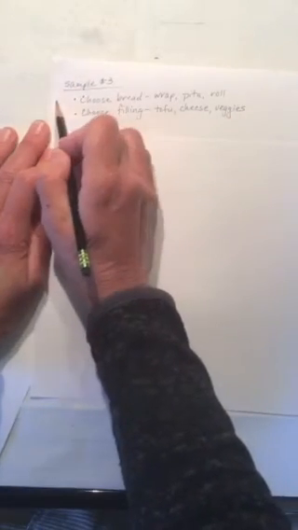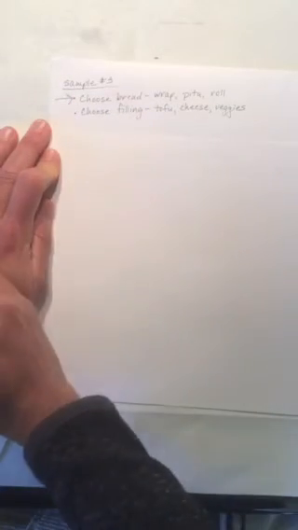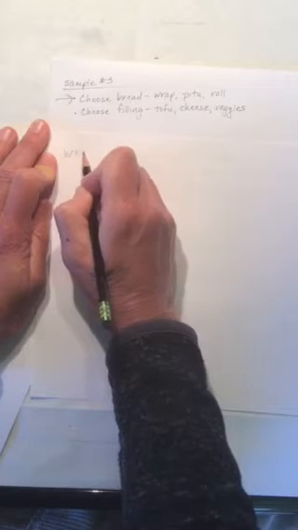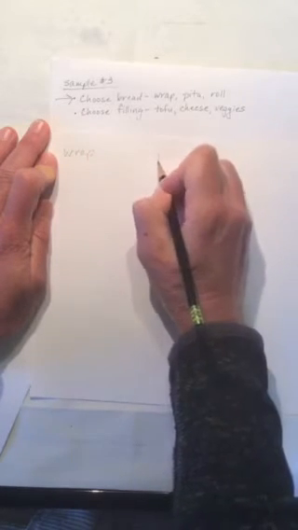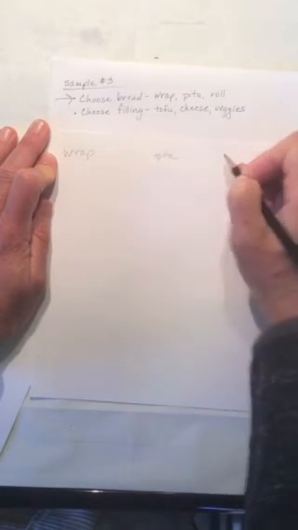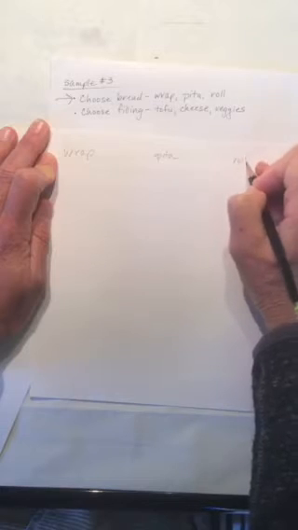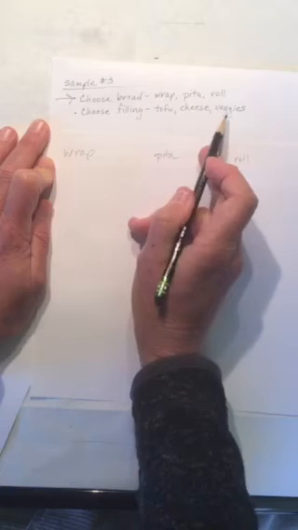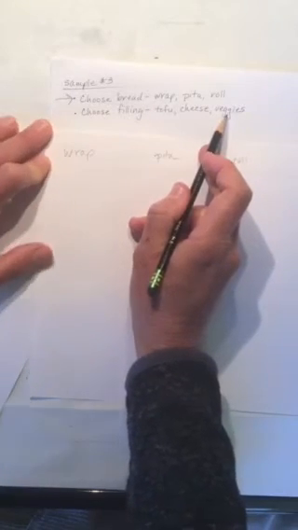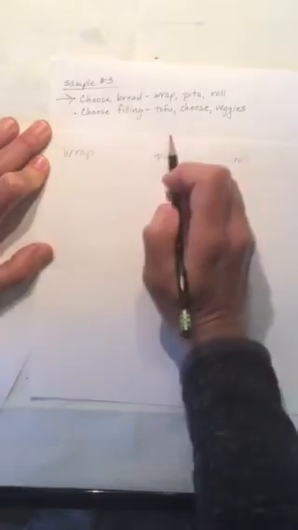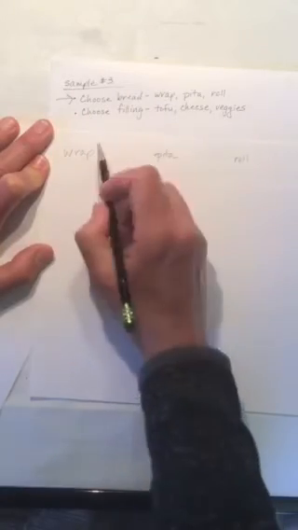So remember, you're going to take the first decision that you need to make. You take those choices and you spread them out on your page. Wrap, pita, or roll. Now, I've got tofu, cheese, or veggies. And I think I'm going to start abbreviating because I don't really feel like writing tofu, cheese, veggies over and over. So I'm going to do it like this.